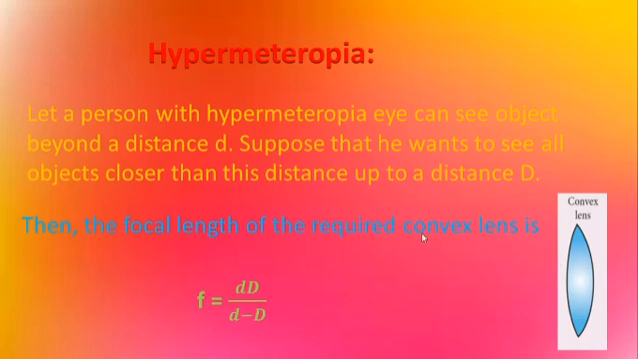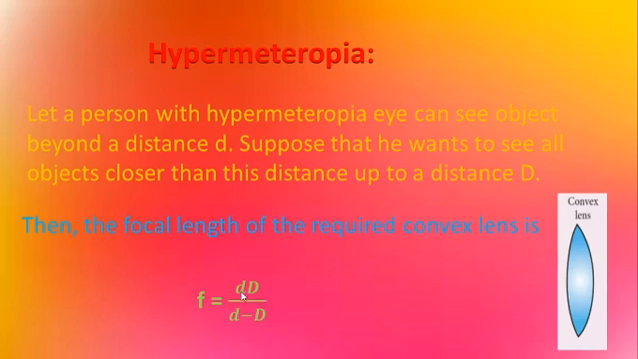You see the diagram. Let a person with hypermetropia eye can see objects beyond a distance d. Suppose that he wants to see all objects closer than this distance, up to a distance capital D. For example, he can see only beyond a distance d, say 40 meter, and he wants to see within 40 meter. Then what should we do with the focal length of the eye lens? We can change it. So what is the formula for the focal length of the required convex lens? It is f equal to small d capital D divided by small d minus capital D.